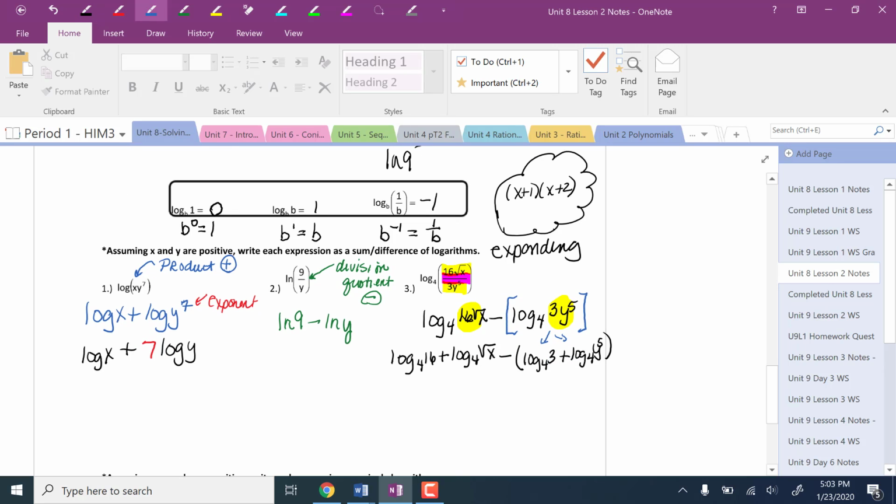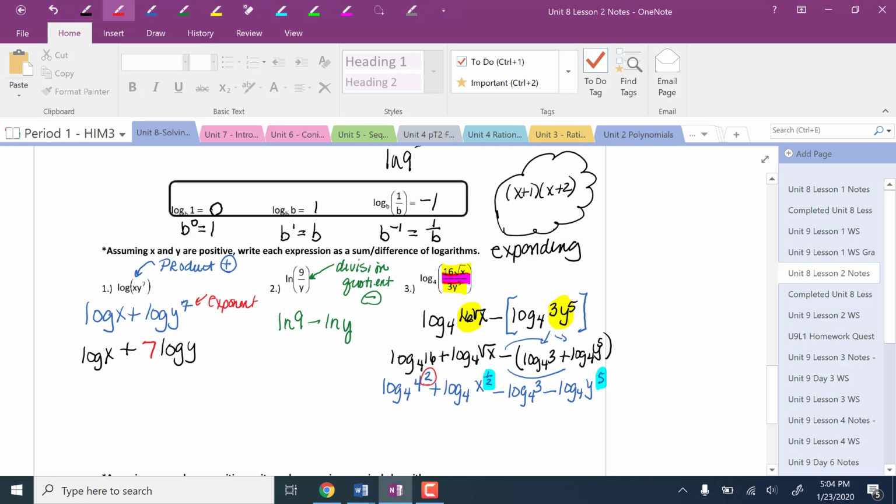This log base 4 of 16, I want to rethink this as 4 squared, that's 16. I want to rethink the square root of x as x to an exponent of 1/2. I want to distribute this, so I'm subtracting off log base 4 of 3 and subtracting off log base 4 of y to the 5th. And now I have a couple of exponents that need to be addressed, and I have that situation, log base b of b. All right, here's my answer.